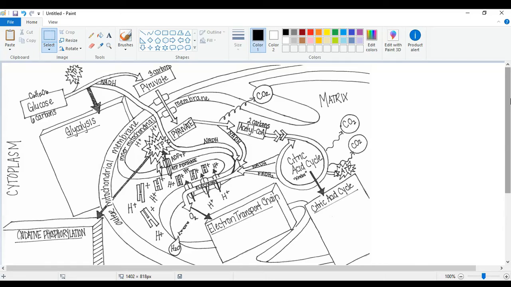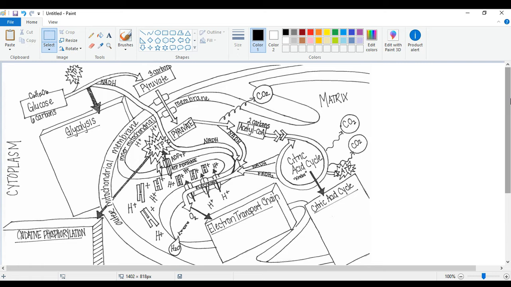Okay, so in this video, I'm going to talk about aerobic cellular respiration. Remember, aerobic cellular respiration happens in the mitochondria of eukaryotic cells. It happens in the presence of oxygen, which is why we call it aerobic, and it's going to produce the majority of ATP in our cells. That allows us to do cellular work.